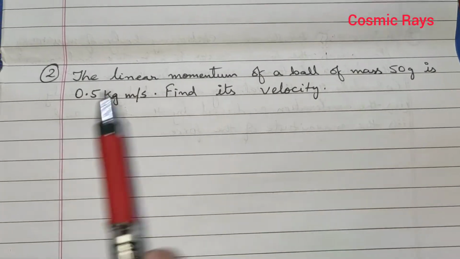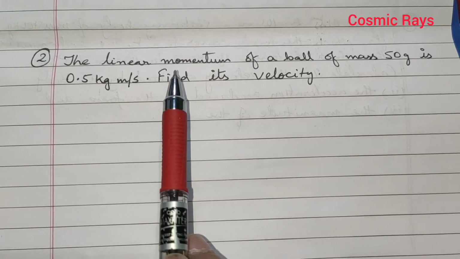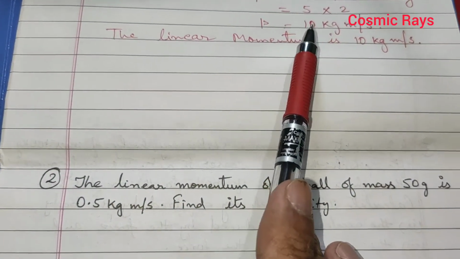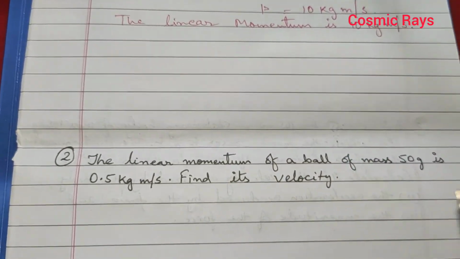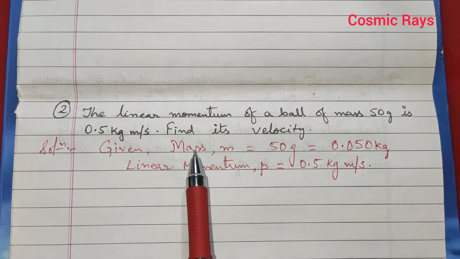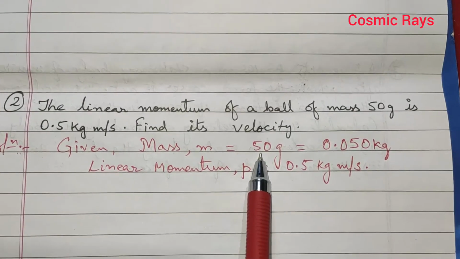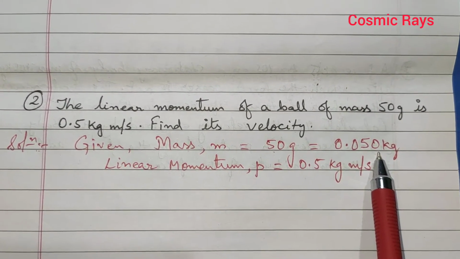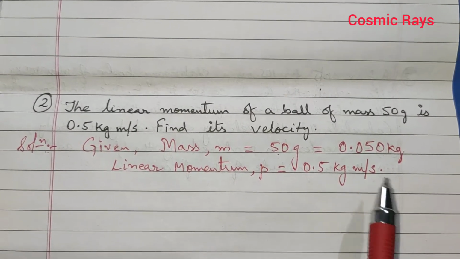mass 50 gram is 0.5 kg meter per second. Find its velocity. So here we will be using the same formula, but instead of P we have to find V. So we write the given things. Here we have written the given things, that mass is equal to 50 grams. We know that SI unit of mass is kg. So we have converted it into kg by dividing it by 1000. Then linear momentum is given to be 0.5 kg meter per second.